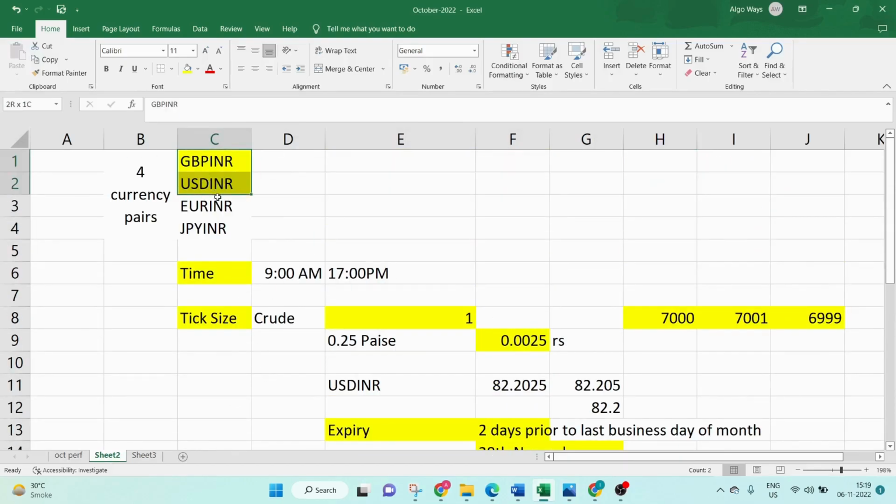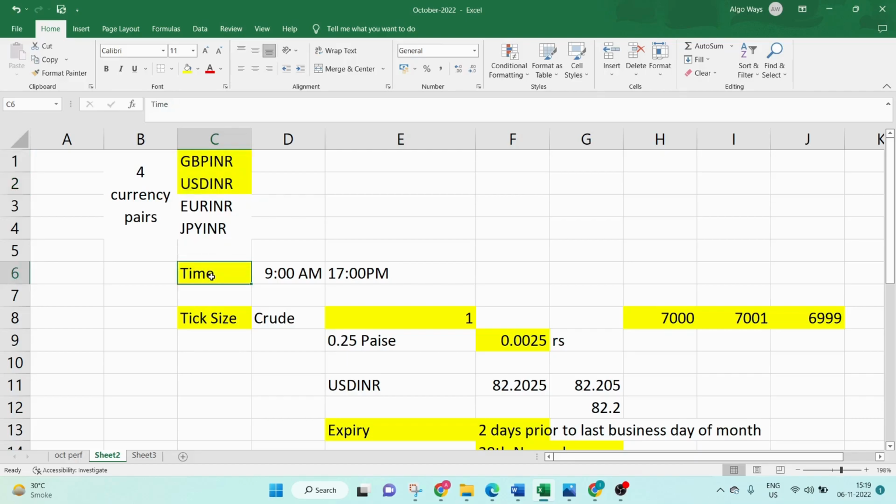Now in NSE we have four pairs of strategies running right now: GBP INR, USD INR, Euro INR, and JPY INR. But the most active contracts are GBP INR and USD INR, and we also will be focusing on these two instruments only. We are not doing any trading in Euro INR and JPY INR.